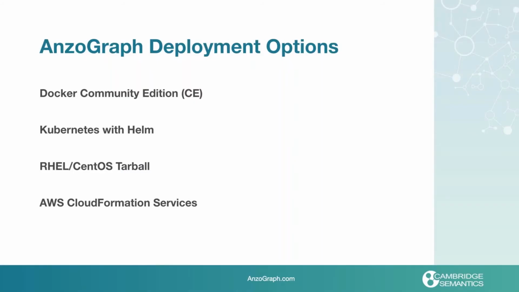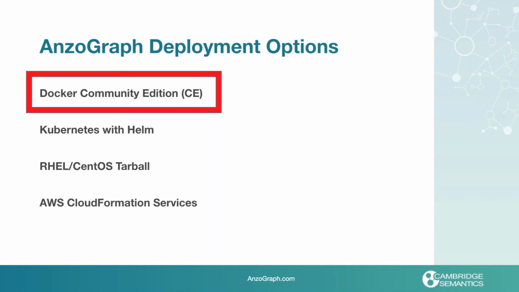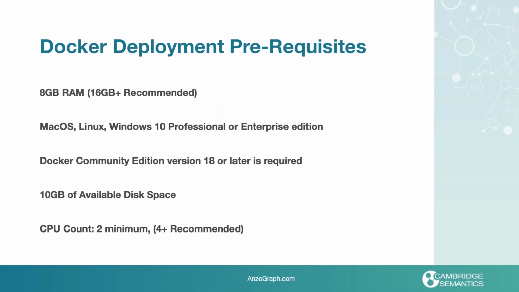So the different deployment options currently available for AnzoGraph are Docker Community Edition, Kubernetes with Helm, Red Hat, CentOS Tarball, or AWS CloudFormation services. Today, we'll be looking at Docker Community Edition. This is one of the simplest ways to get up and running across different platforms, Windows, Linux, Mac, etc. In later videos, we may show how to get up and running with Kubernetes or the Linux Tarball or some of the other deployment options. But today, we'll take a look at the Docker deployment.